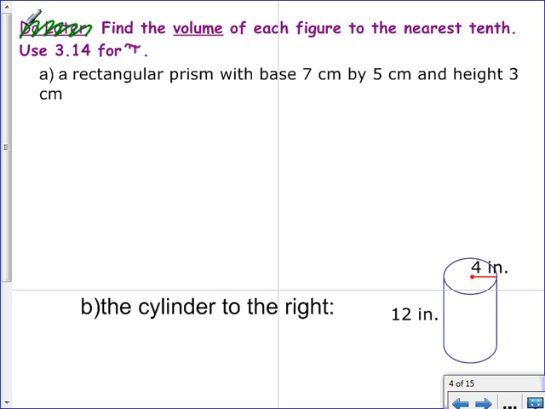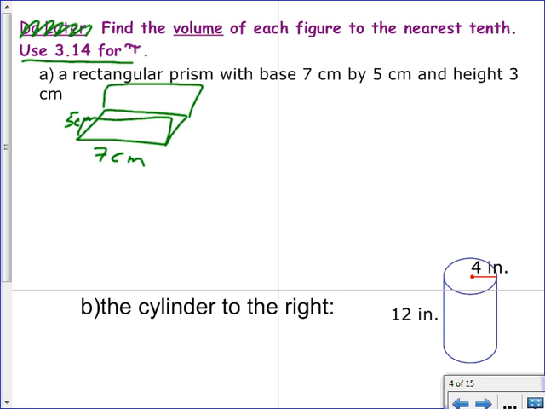So, it asks us here to find the volume of each figure to the nearest tenth, and when necessary, use 3.14 for pi. So they ask us for a rectangular prism with base 7 centimeters by 5 centimeters. So I'll just draw that in, 5 centimeters, 7 centimeters, and a height of 3 centimeters. So I've got this thing, and the height is 3 centimeters. Always a good idea to draw a picture, even if you can't draw like me, just to remind yourself what we're doing. And then we use our formula for volume.